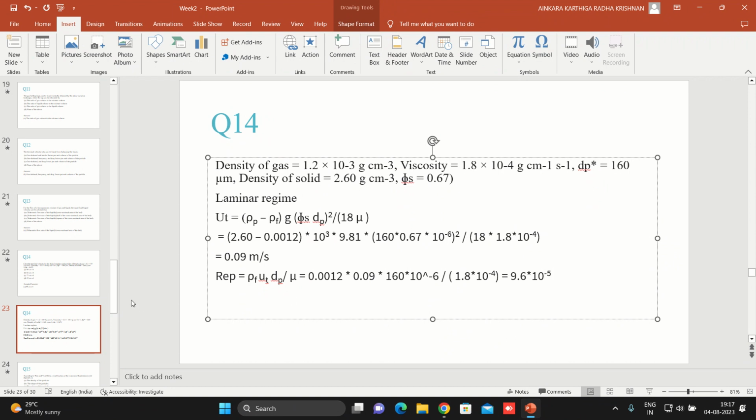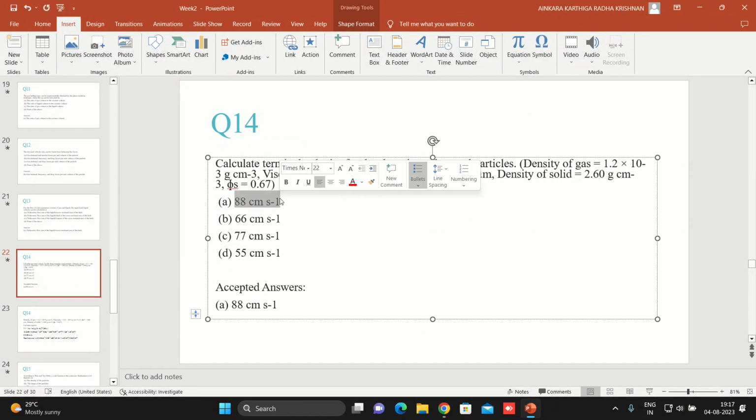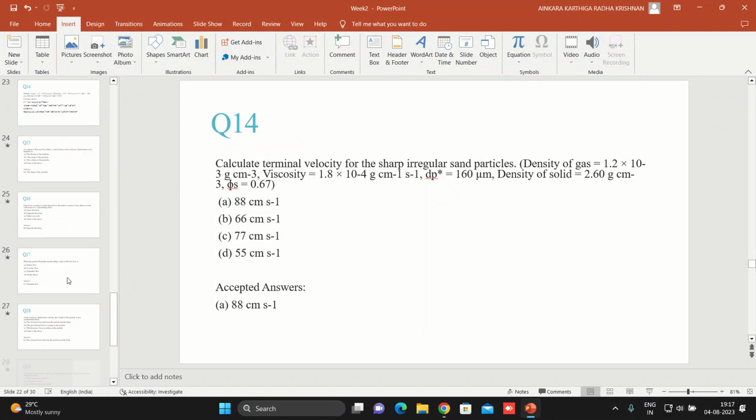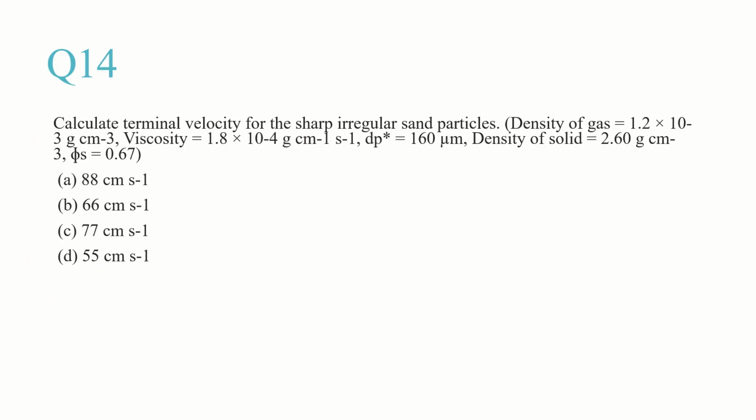So from this it can be seen that since Rep is less than 1, the regime is laminar. So the calculation using this formula is the right one. The answer is 0.09 meter per second. It is roughly closer to 90 centimeter per second or 88 centimeter per second. So the answer to question 14 is 88 centimeter per second. Now we'll go to the next question.